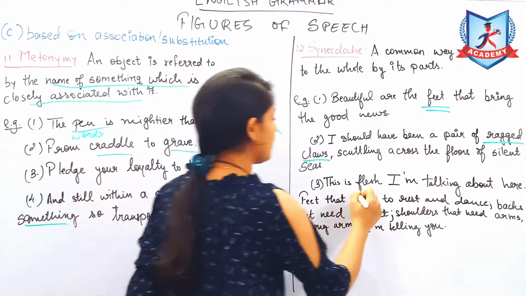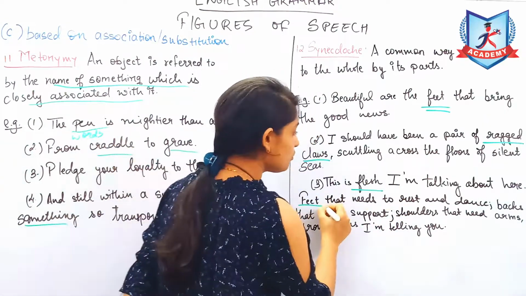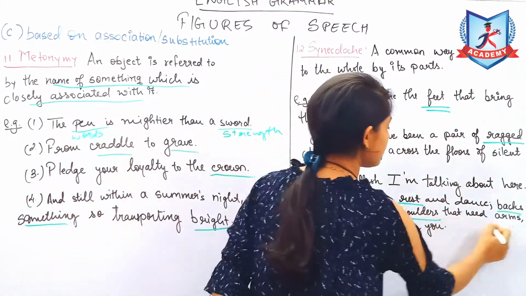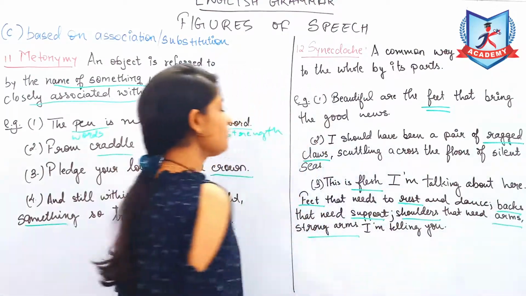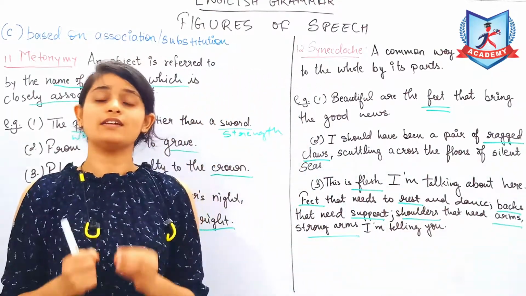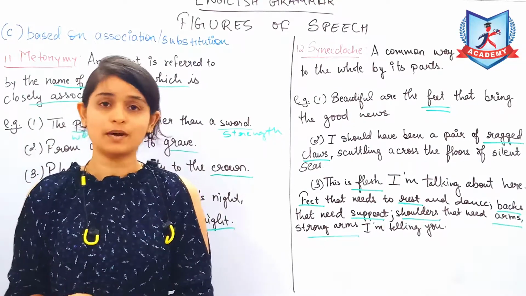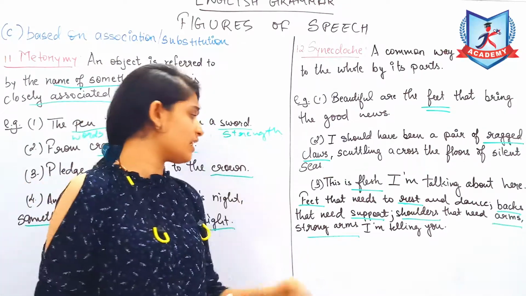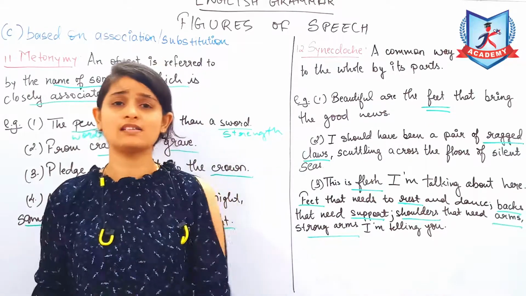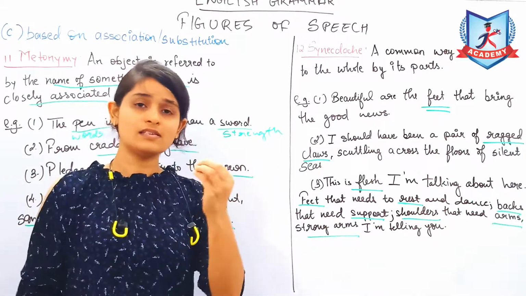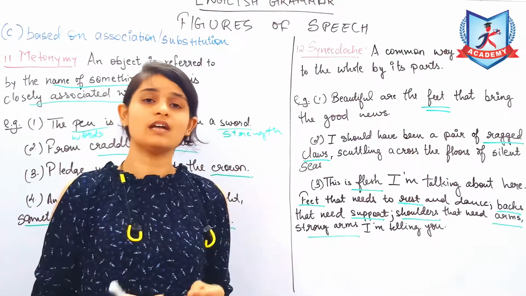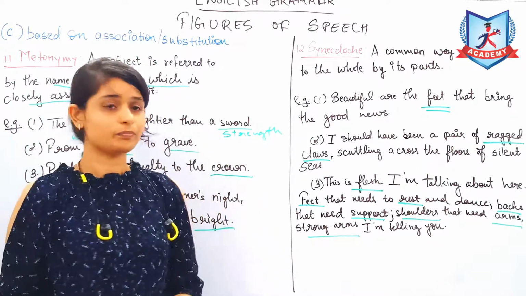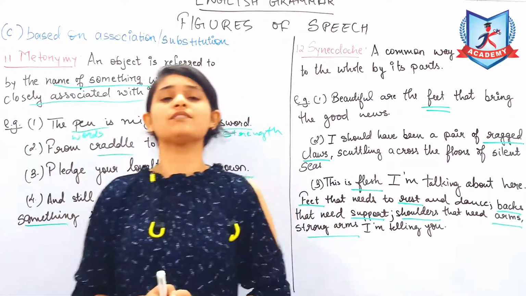This is the flesh that I am talking about. Feet that need to rest and dance. Backs that need to support. Shoulders that need arms, and strong arms, I'm telling you. So here the poet is referring to different body parts. Why? Because he's trying to make a bigger effect of the whole. Instead of saying that the person needs rest, needs to dance, needs to be at peace, he is referring to individual body parts so that we can visualize the picture and understand the deeper meaning. And that is the usage of figures of speech.